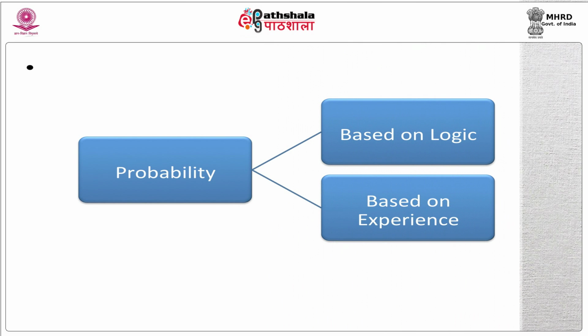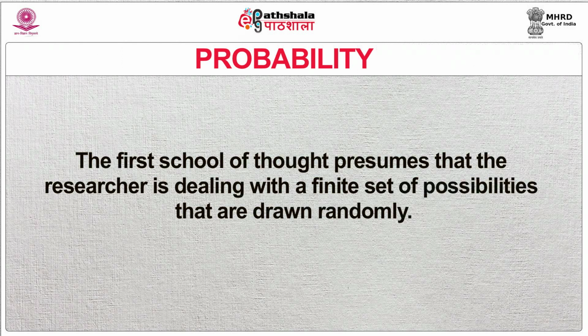The probability can be expressed in terms of a fraction, a decimal or a percentage, but generally it is expressed in decimals. The probability can be explained under two different schools of thought. First, probability based on logic. The first school of thought presumes that the researcher is dealing with a finite set of possibilities that are drawn randomly. For instance, if the researcher has to draw from a pack of cards, there is a fixed number of all the possible hands. Such kinds of problems are relatively easier to compute.